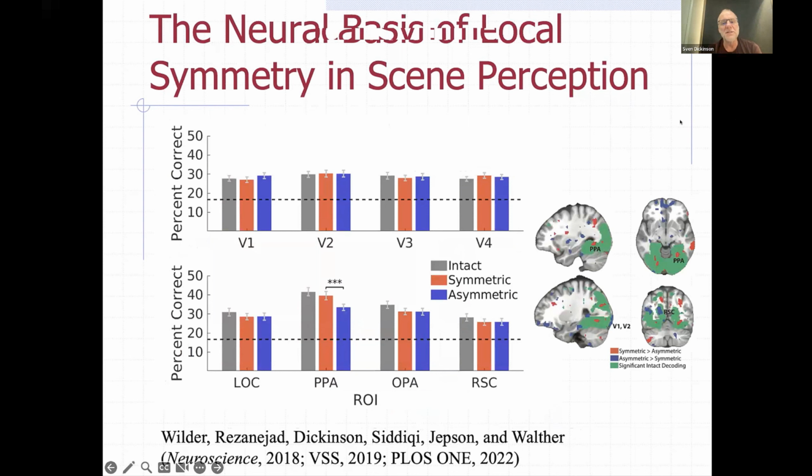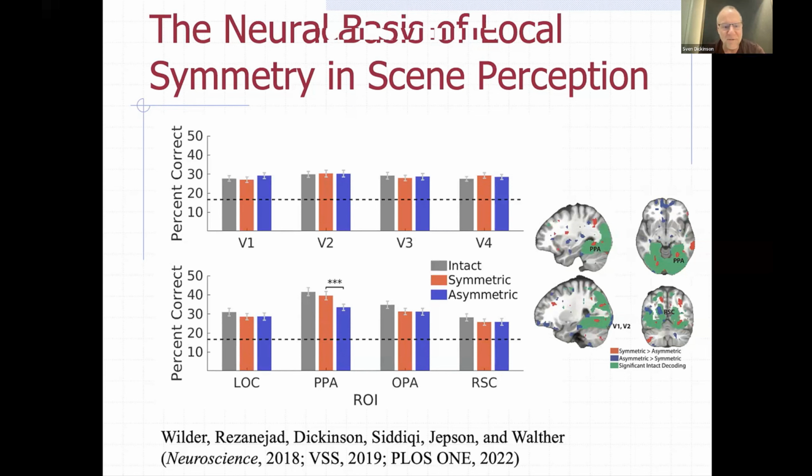So what we did then was try to dig down and wonder, where is this symmetry being computed in the visual pathway? So we took our subjects and we put them in fMRI scanners. We compute voxel activation along 8 different regions of the visual pathway, as you can see here. And then we train classifiers that will take the voxel activation at each level for each condition, 3 conditions: intact, symmetric, and asymmetric. And we try to predict exactly what the scene category is from the voxel activation in each of these 8 areas of the visual pathway.